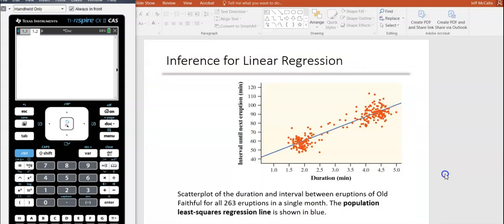Scatter plots of the duration of interval between eruptions of Old Faithful of all 263 eruptions in a single month. The population least squares regression line is shown in blue. So we see that the duration of the eruption, the interval until the next eruption, changes. Kind of an interesting graph.